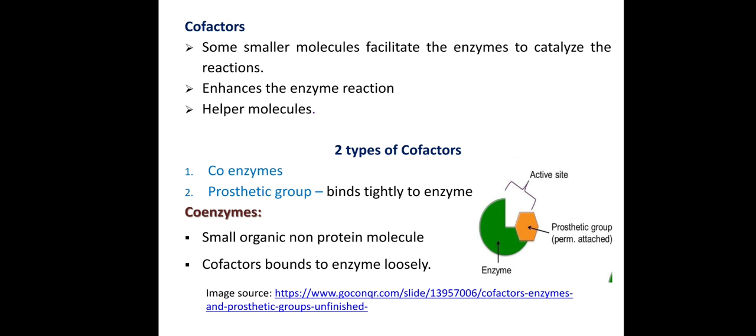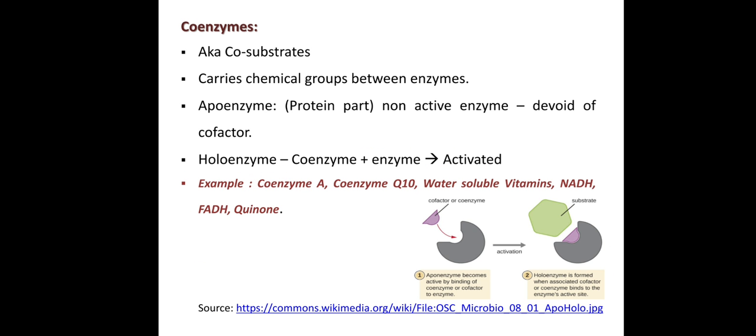These are coenzymes. They are loosely bound to their enzymes, they are of low molecular weight, and they are organic molecules. Now, these coenzymes are also called co-substrates because they will bind with the enzyme just like a substrate binds. But a substrate is converted into product, whereas a co-substrate is not converted into any product. Here we have different examples also like coenzyme A, coenzyme Q10, and the water soluble vitamins B complexes, and NADH, NAD plus. So, these are all examples of coenzymes, loosely bound organic molecules.